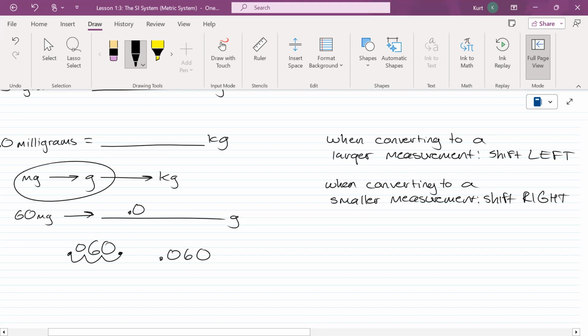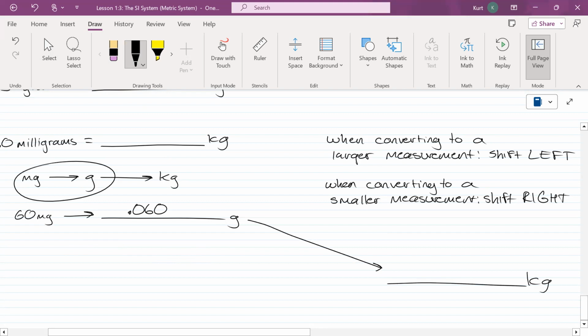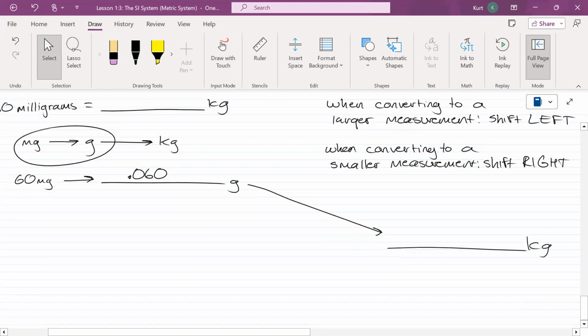Your new number is 0.060. But that's just halfway there. We now need to go to kilogram. What is larger, a kilogram or a gram? A kilogram. So we're going bigger. Do we need to shift our decimal left or right?